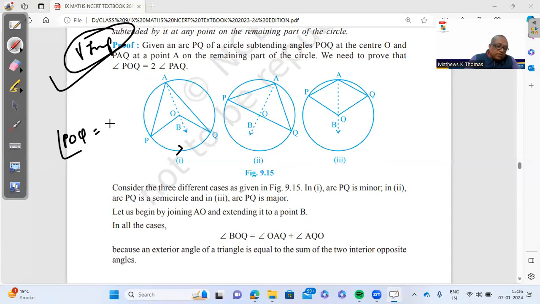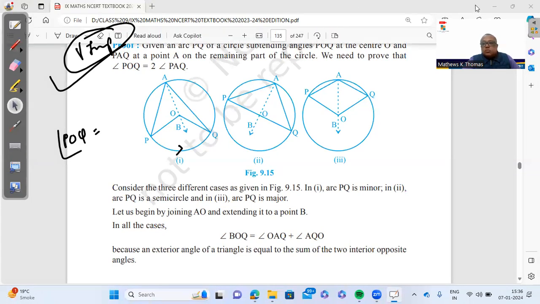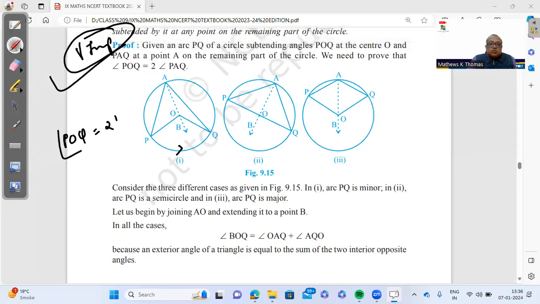So here there are three figures given. The proof is the same, so I'm just going to explain that to you first. Angle POQ at the center is twice the angle subtended by the same arc on the remaining part. P and Q are the starting and ending points. This is the angle being made at the center of the circle, and this is the angle being made by the same arc PQ, angle PAQ, on the remaining part of the circle.